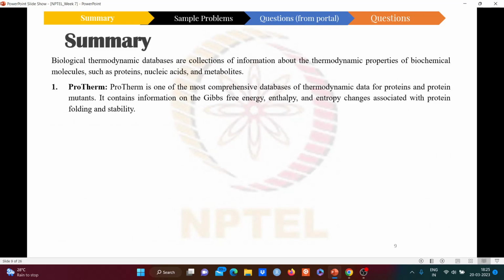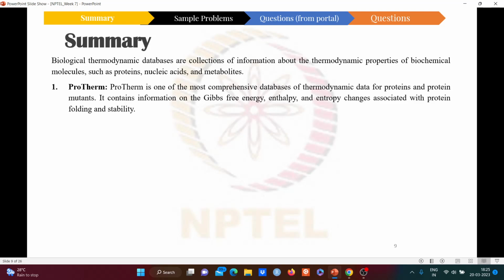Okay, next we start with the thermodynamic databases. Biological thermodynamic databases are collections of information about the thermodynamic properties of biochemical molecules such as proteins, nucleic acids, and metabolites. These databases are important for understanding the energetics of biochemical reactions and processes and for developing models of metabolic networks and pathways.